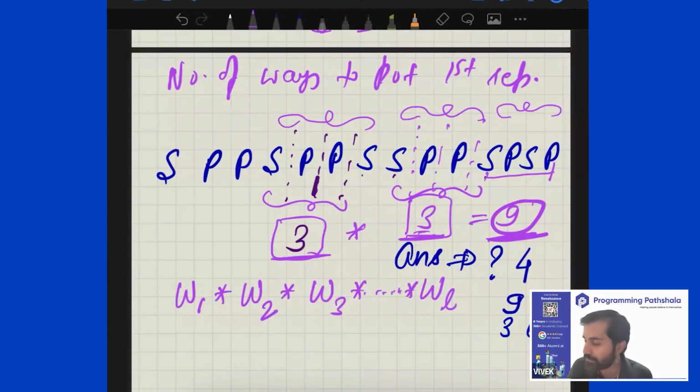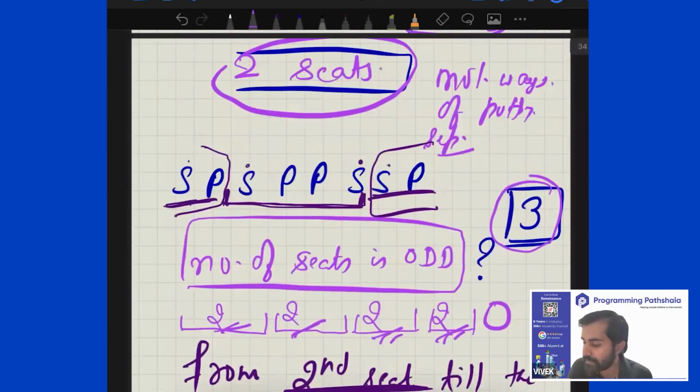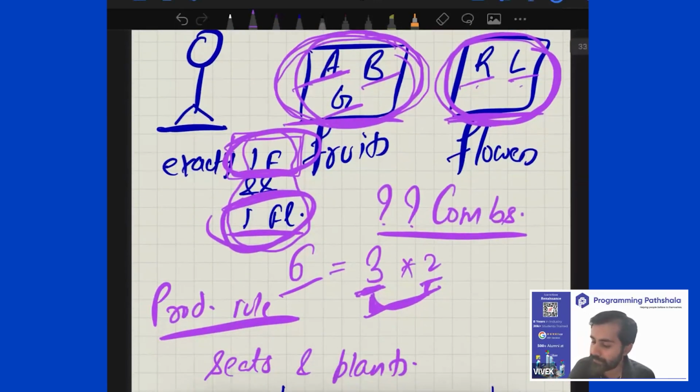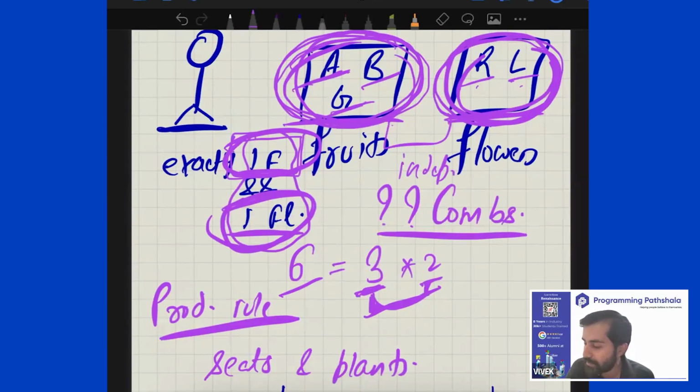This is the rule of product which we have studied as the first item in our class, where we said that if there are 3 ways of choosing a fruit and 2 ways of choosing a flower, and if both of them are independent of one another, which means that my choice of fruit doesn't impact the choice of flowers, then I can immediately apply the rule of product, and that is what my answer is.